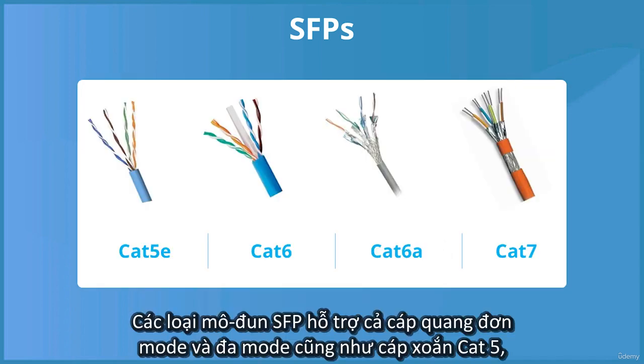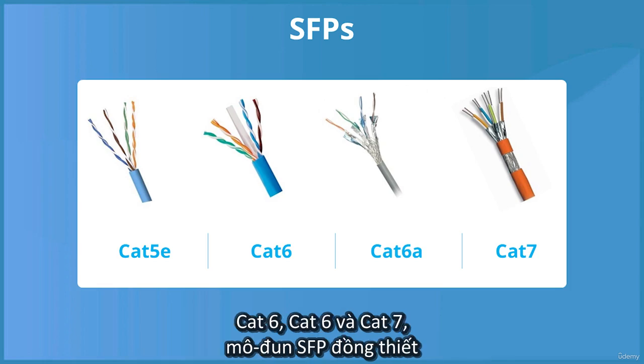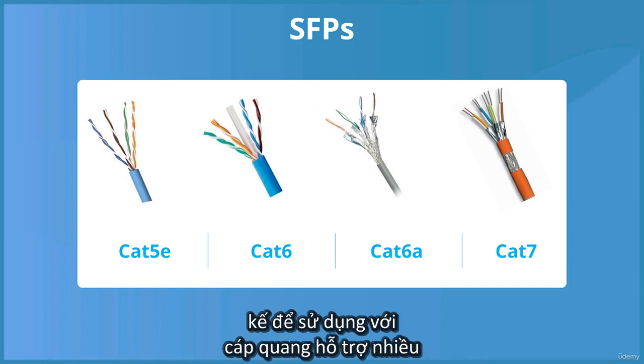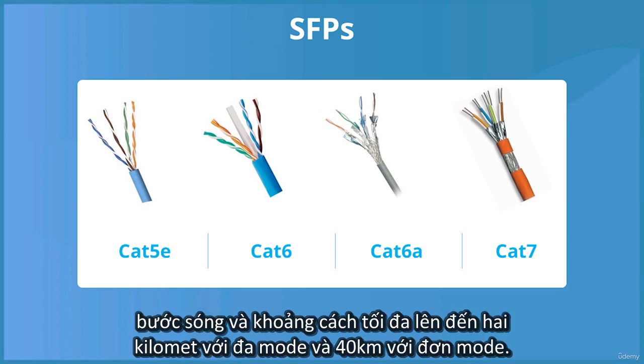So SFP module types support both single and multi-mode fiber, as well as Cat5, Cat6, Cat6A, and Cat7 twisted pair copper. SFP modules designed for use with fiber support a variety of wavelengths and maximum distances, up to 2 kilometers with multi-mode and 40 kilometers with single mode.